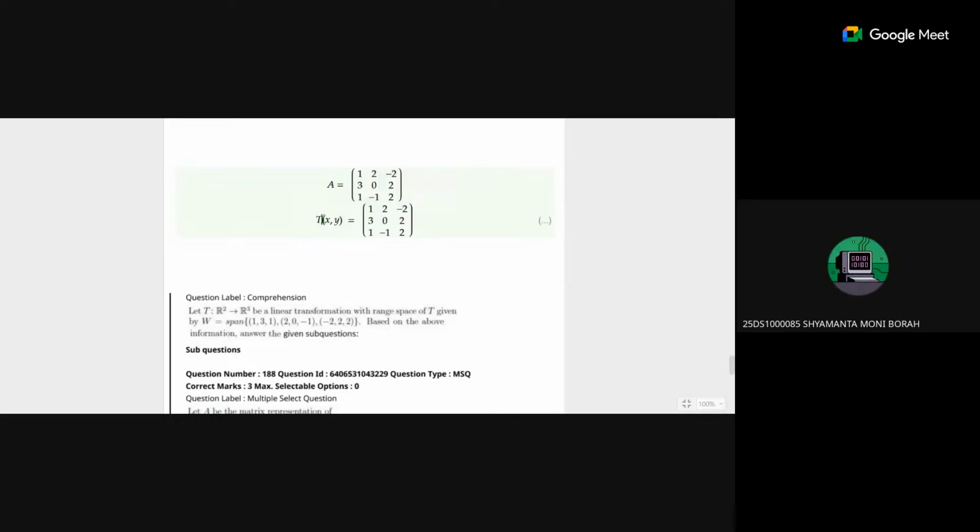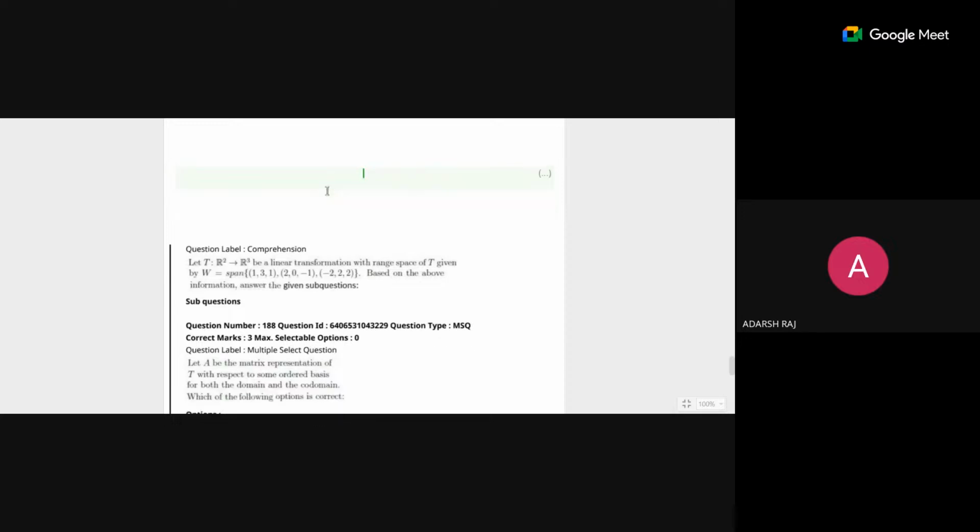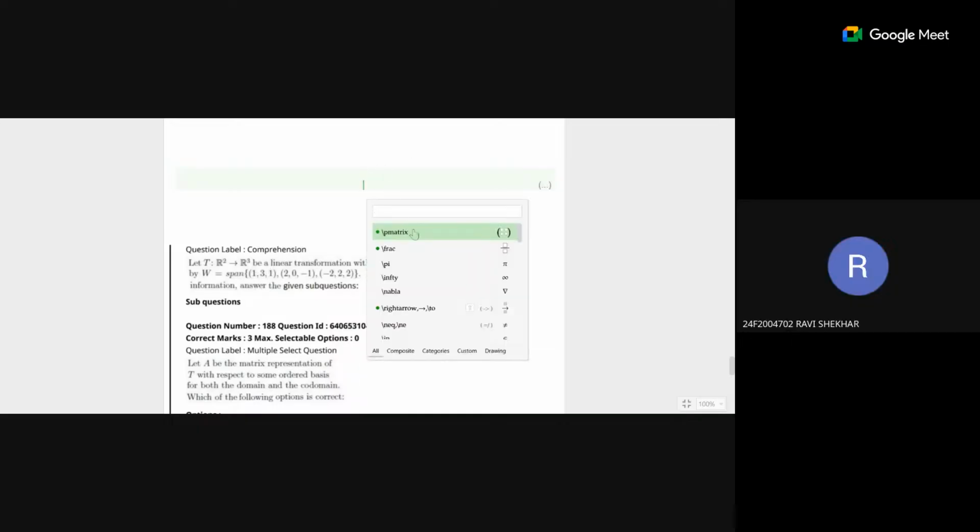First, we have to find the basis for this span. So independent vectors: we have to find which vector is independent. The first and third will be independent, and the second one will be dependent, sir.